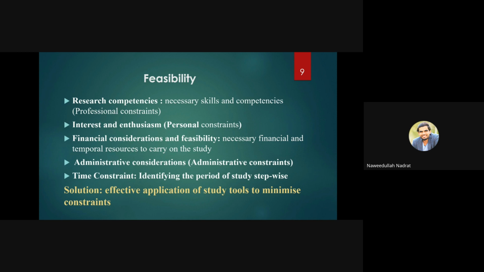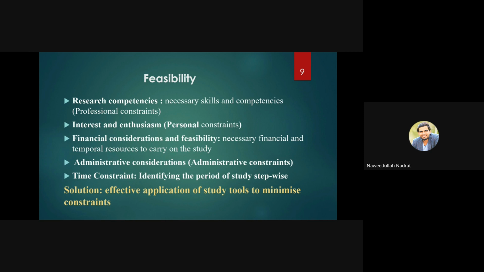But sometimes, because of your administrative constraint, you are supposed to take another objective which is not of great interest for you, and then your enthusiasm is again going down. So again this is going to undermine the feasibility of your hypothesis.